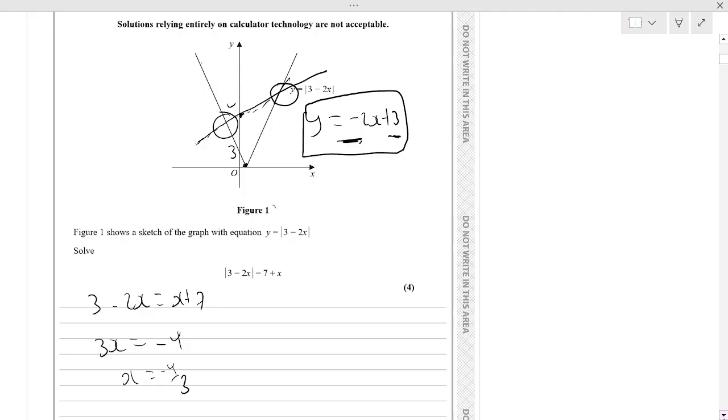Yep. So that's one solution. Because we're solving for x, we don't need the y coordinate. It's not asking for a coordinate, it's asking for the value of x. That's one point, but there's another intersection, and it's here.